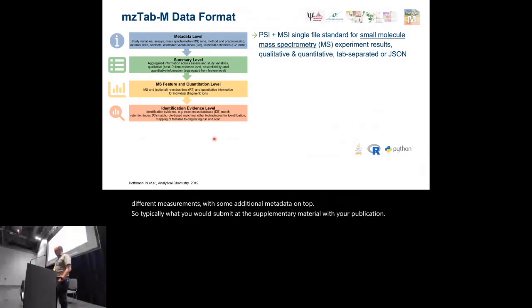Then this summary level info goes down to the MS feature and quantitation level, where you have the raw MS features that were being used to actually do the quantification and identification. And last but not least, on the last level, you have the evidence section that supports to report how you did the actual identification of your metabolites, for example, by linking to mass spectral library hits or other external resources.